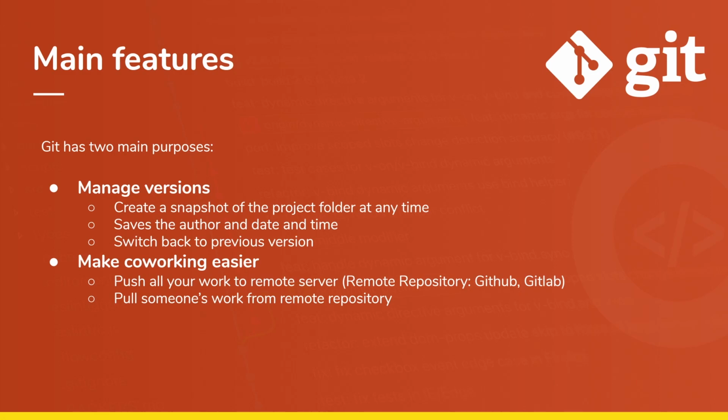When you have your own local project folder, you can push all your work to a remote server, which is sometimes called a remote repository or remote Git server. The most popular remote Git server is GitHub, but there are other really popular ones such as GitLab or Bitbucket. You push your work to the remote server and then someone is able to pull your work from that remote repository, make their own changes and push back. We will see a better example of this in next slides.